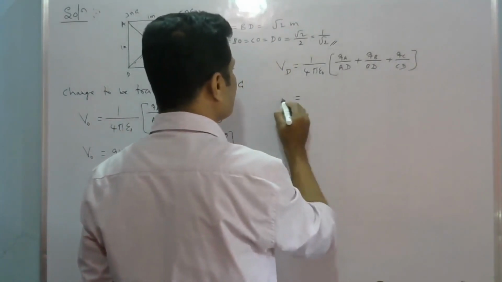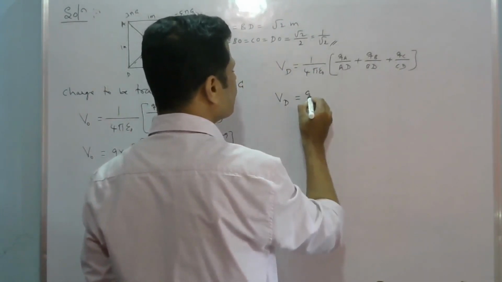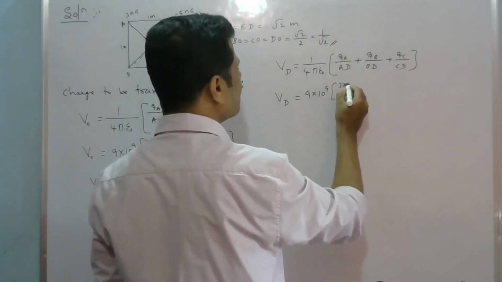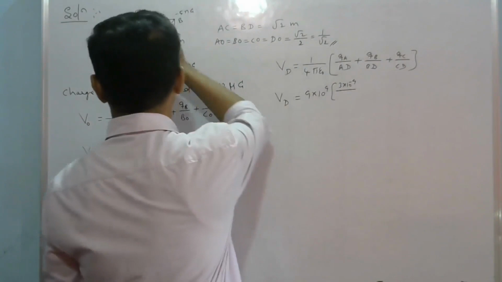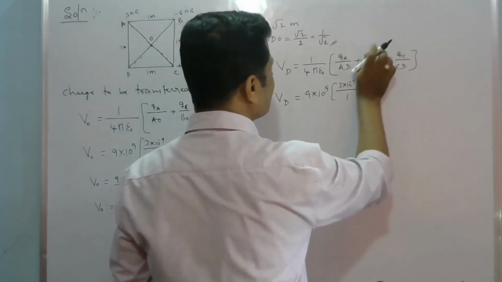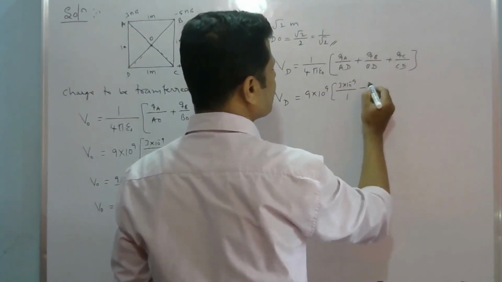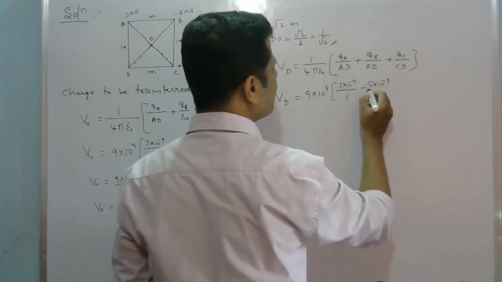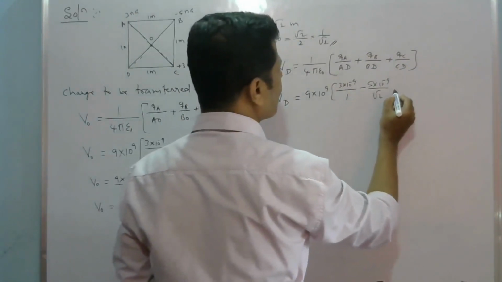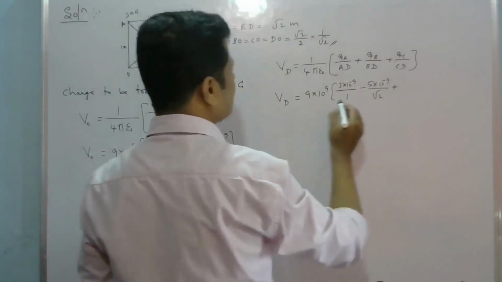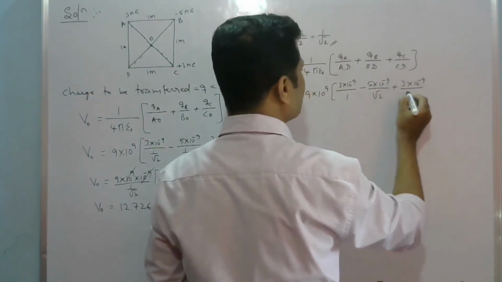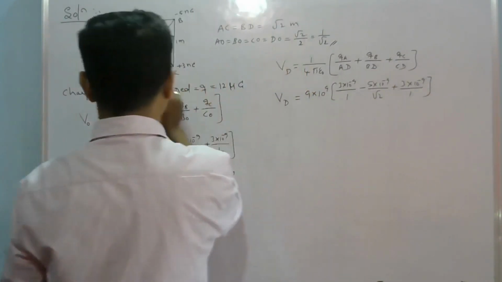Now substitute the values. VD equals 1 by 4 pi epsilon naught, whose value is 9 into 10 to the power of 9, times QA value 3 into 10 raised to minus 9 divided by AD equals 1 meter, plus QB equals minus 5 into 10 raised to minus 9 divided by BD, we know that BD equals root 2, plus QC, the charge placed at C, is 3 into 10 raised to minus 9 divided by CD equals 1 meter.